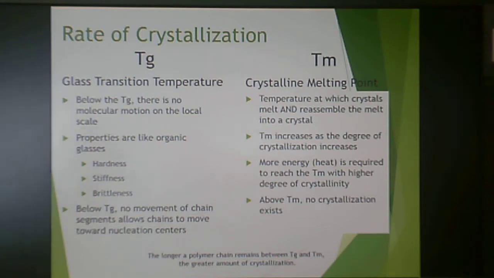So below the Tg, these are hard, stiff, brittle materials. No movement, no motion. In order for things to crystallize, you have to heat it up above the Tg, so you have molecular motion. Chains have to be in motion in order to move next to each other to nucleate and then create crystals.